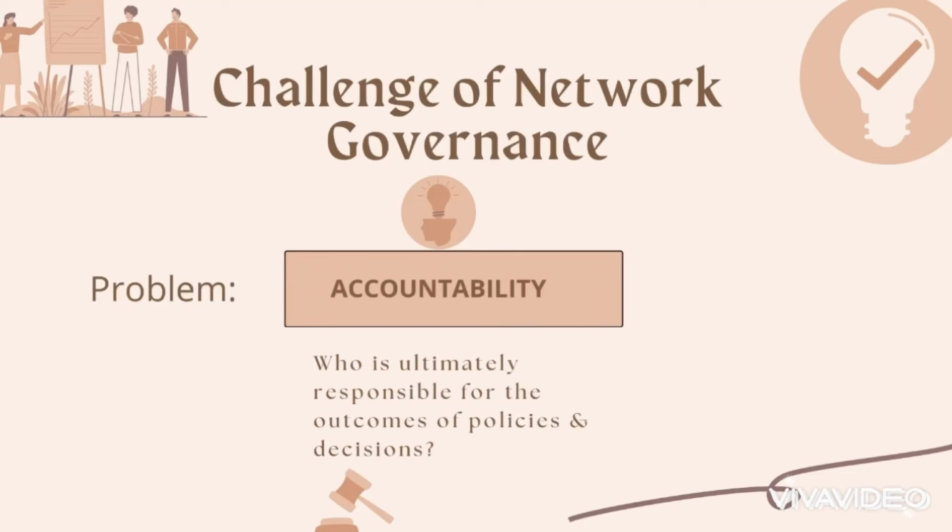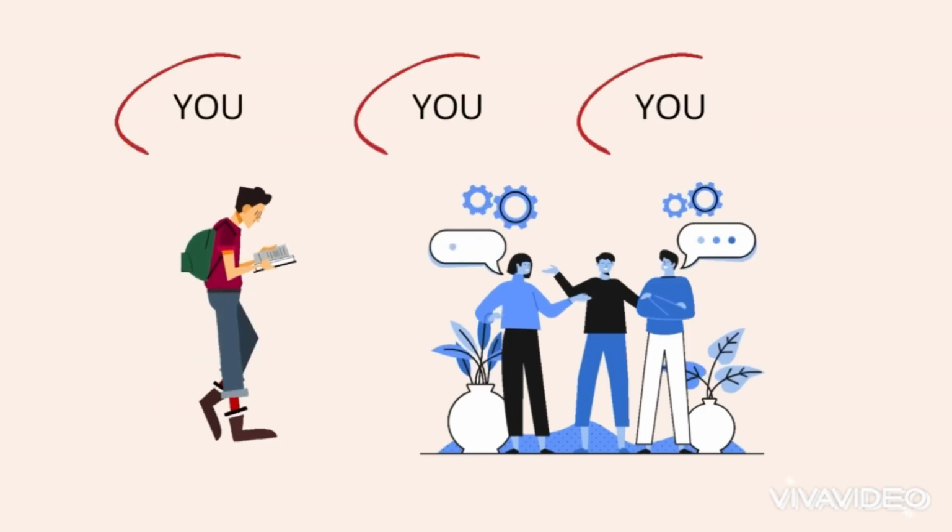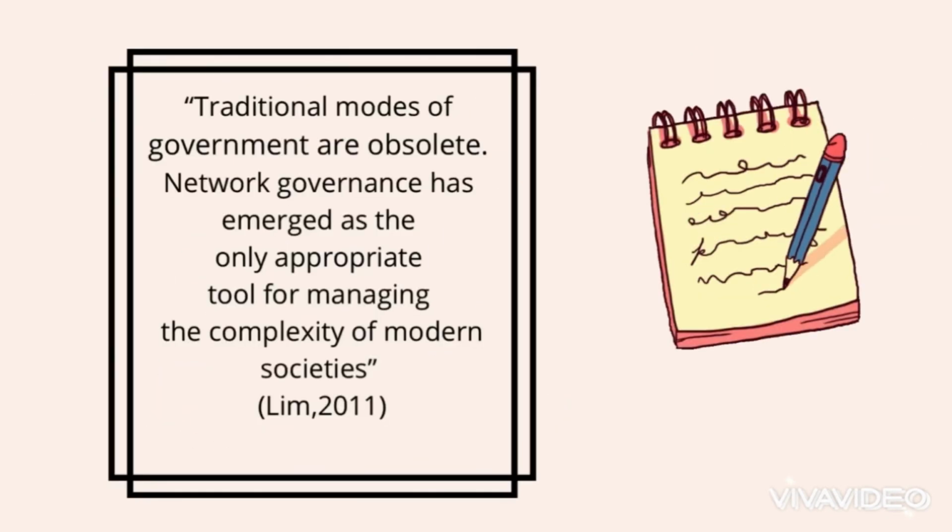The challenge of network governance: there is a huge problem in accountability if decision-making is shared across multiple levels, actors, and networks. Who is ultimately responsible for the outcomes of policies and decisions? Is it you? Now, network governance has emerged as the only appropriate tool for managing the complexity of modern societies, according to Lim 2011.